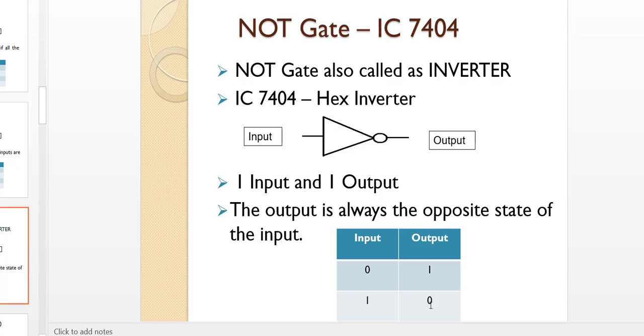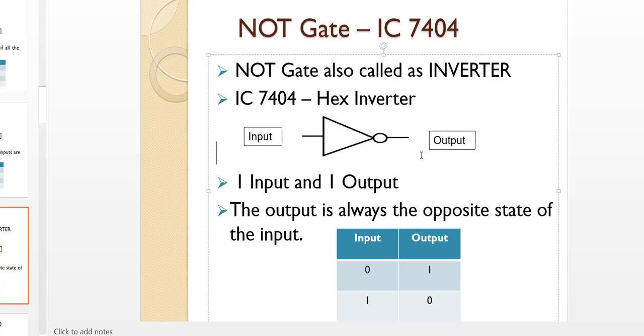That's why the NOT gate is called an inverter. This is an inversion process. It gives for logic 1, logic 0 output. For logic 0, logic 1 output. Very simple. So please remember, the NOT gate IC number is IC 7404.